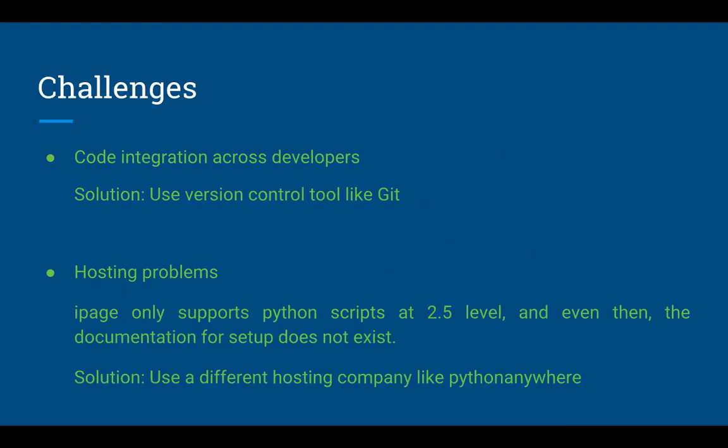While building this, we faced some challenges. The first one was code integration across developers. Since multiple people were working on the same project, it became a little difficult to integrate all the different code. So the solution for this was to use a version control tool like Git. Then we faced some hosting problems because iPage only supports Python scripts at 2.5 level, and like I mentioned, we are using Python 3.6, and even then the documentation for setup did not exist. The solution for this was to use a different hosting company like Python Anywhere.